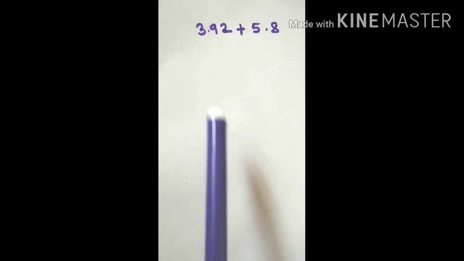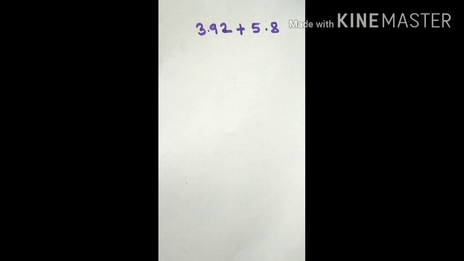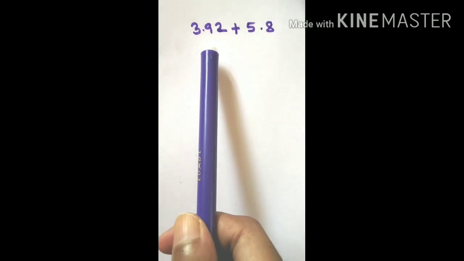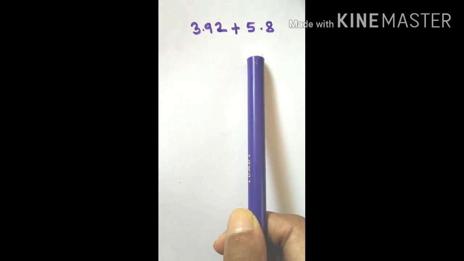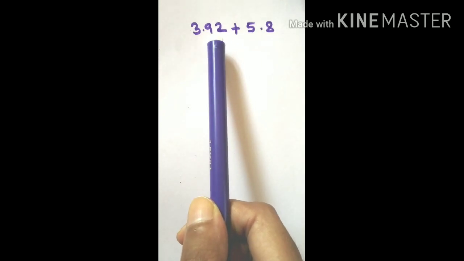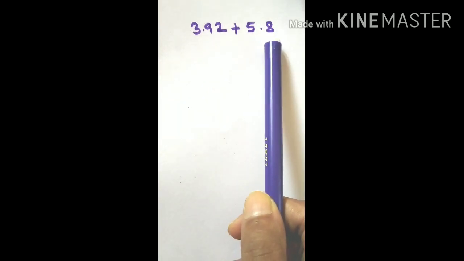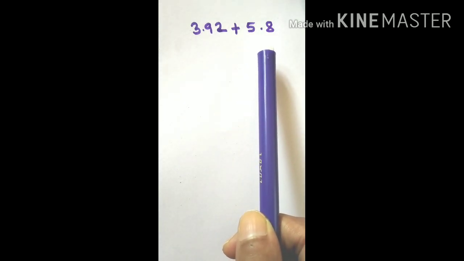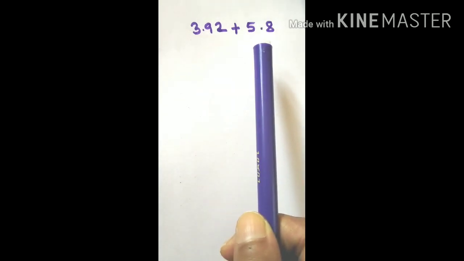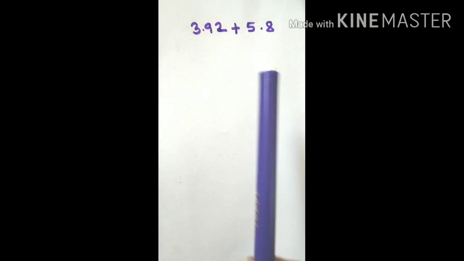Now students, before adding the decimals, we have to first check whether the decimals are like decimals or not. Students, we know that like decimals have an equal number of decimal places. But here, the decimals do not have an equal number of decimal places. 3.92 has 2 decimal places and 5.8 has only 1 decimal place. So, they are unlike decimals. So first we have to change the unlike decimals to like decimals.